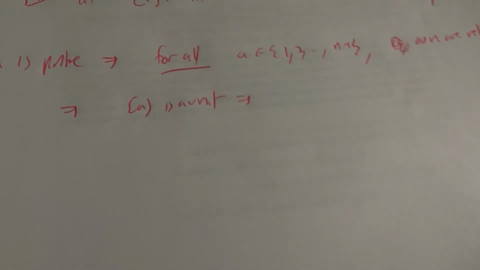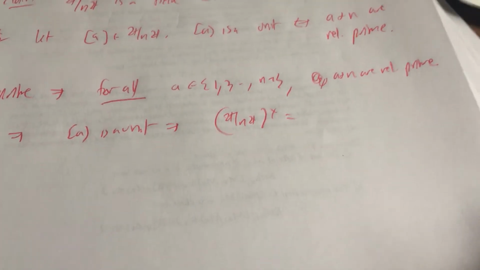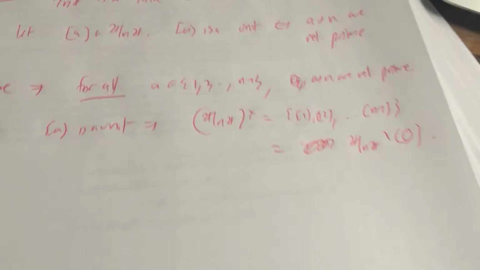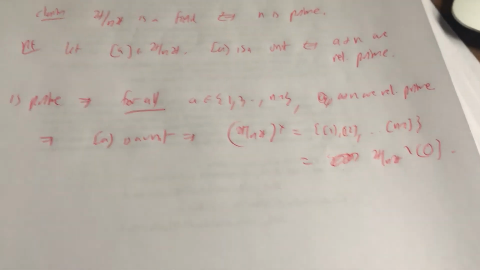And so this implies that the group of units in Z mod nZ, this set of units, the elements which are invertible, is exactly the class of 1, class of 2, up to class of n minus 1, which is precisely Z mod nZ minus 0. All non-zero ones are invertible. So that tells you precisely that it's a field. Now let's go the other way.